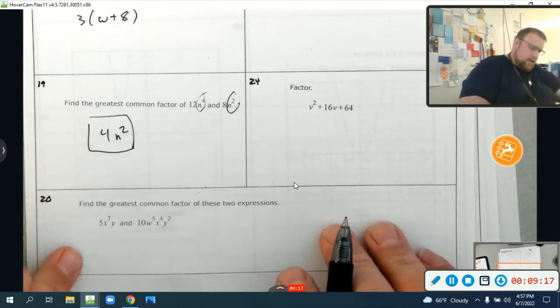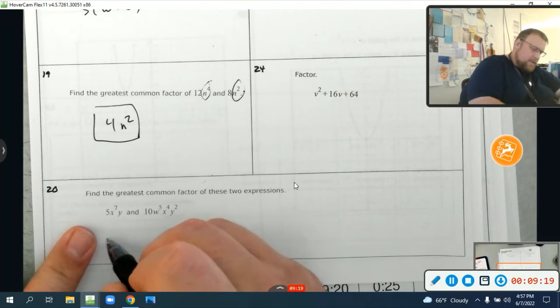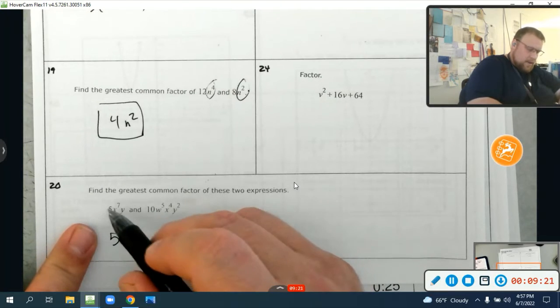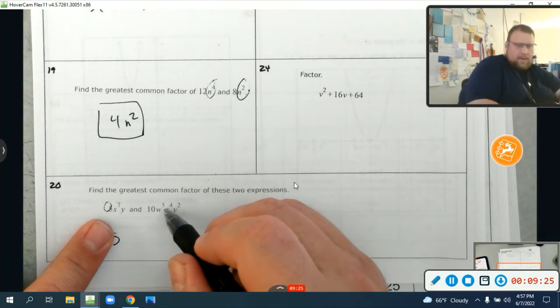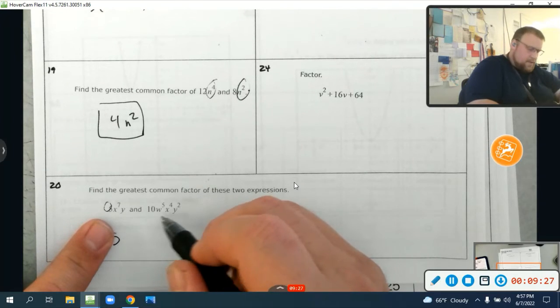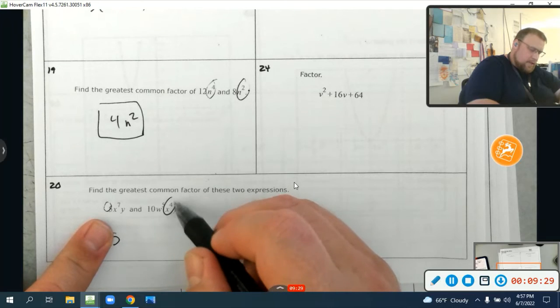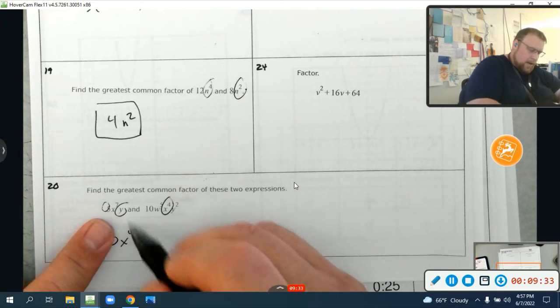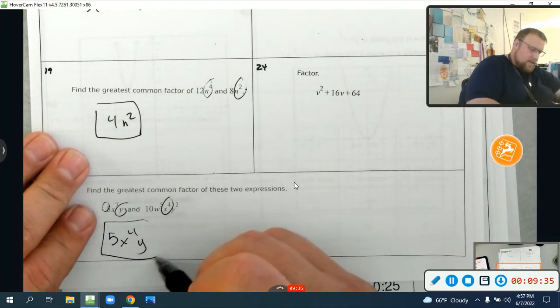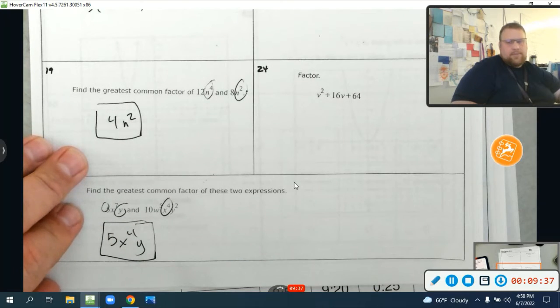We have 20 here. Again, find the greatest common factor. Between 5 and 10, it's 5. Okay. X to the 7th and x to the 4th. We're going to skip w because there is no w in both of these. So it's just x to the 7th or x to the 4th, x to the 4th. That's the smallest. And then y or y squared, y. 5x to the 4th y is your answer.